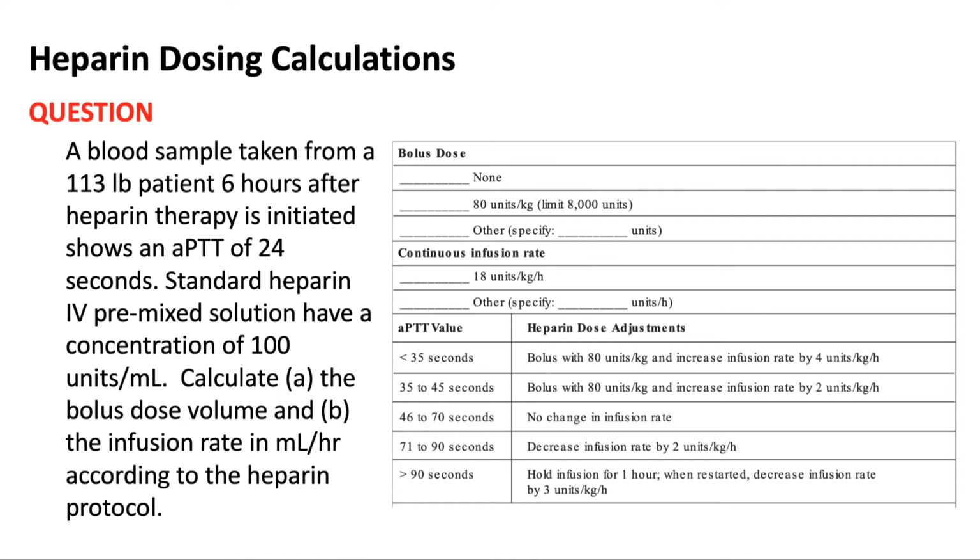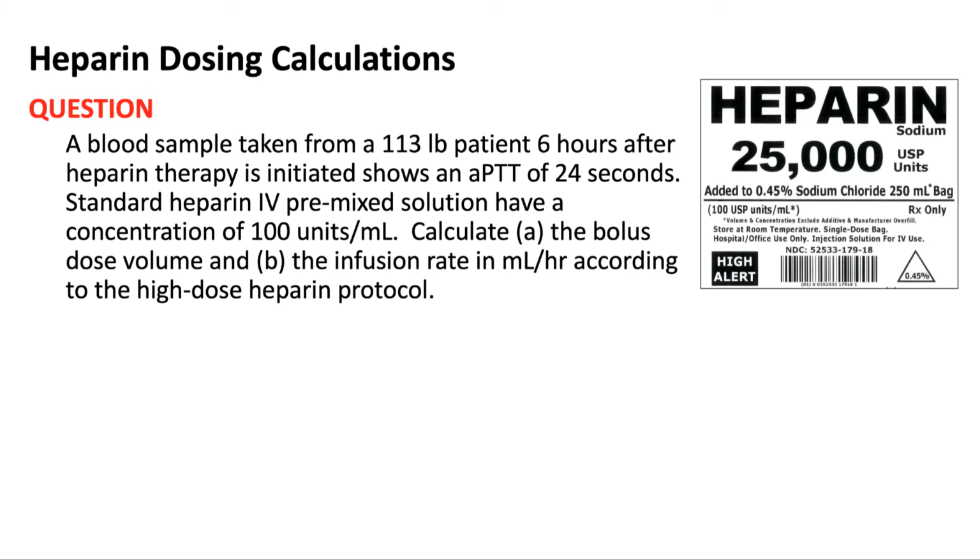So that's what this question is really asking us to do for this 113 pound patient. Based off of their results, we need to give them an additional 80 units per kilogram bolus and increase their continuous infusion by 4 units per kilogram per hour. So therein lies all of our calculations that we're going to have to do. All right, so let's start on those calculations.